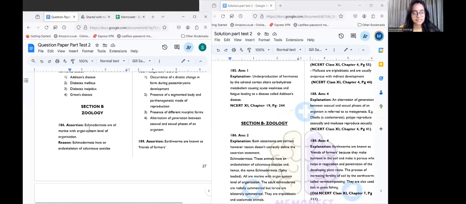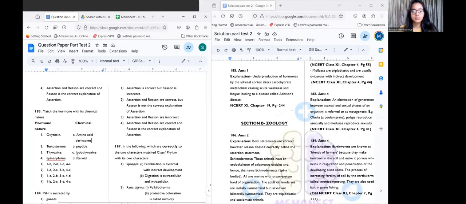Echinoderms are all marine? Yes. Do they have organ system level of organization? Yes. Echinoderms have an endoskeleton of calcareous ossicles? Yes. But is that the reason why they are marine? No. So assertion and reasoning do not have any relation between each other.